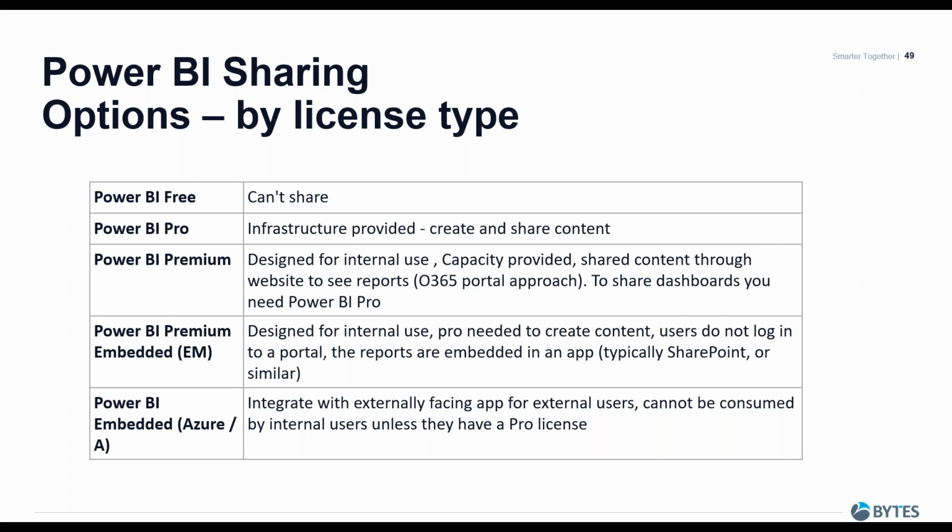With Power BI Premium per node, that is aimed at internal users, and the sharing there is included with the license. And then our other options are the embedded licenses. Two types of embedded licenses. The EM SKUs. So these are SKUs that are intended to be used for internal use, and they're usually used to embed content into applications. So usually embedded into SharePoint or something similar.